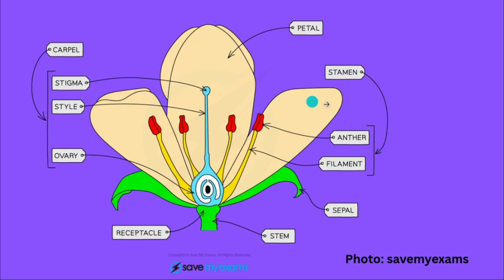Essentially, the pollen is going to be coming from the male, and the goal is to fertilize the female reproductive structures. So we need the pollen to get onto the stigma, down the style, and into the ovary for fertilization to take place. And when that fertilization takes place, the ovary is going to become the fruit, and the ovules inside are going to become the seeds. That's just a little rundown of what's going to happen.